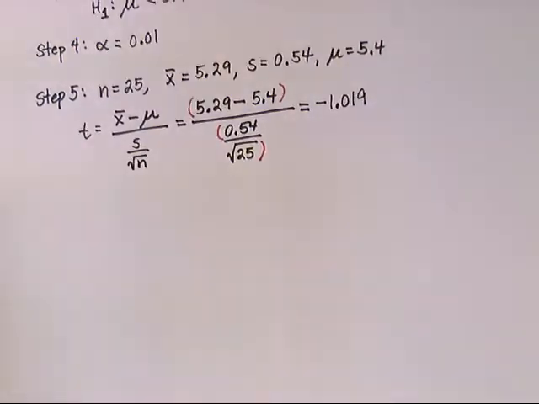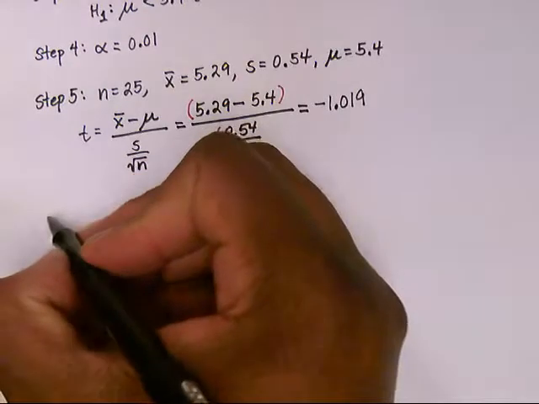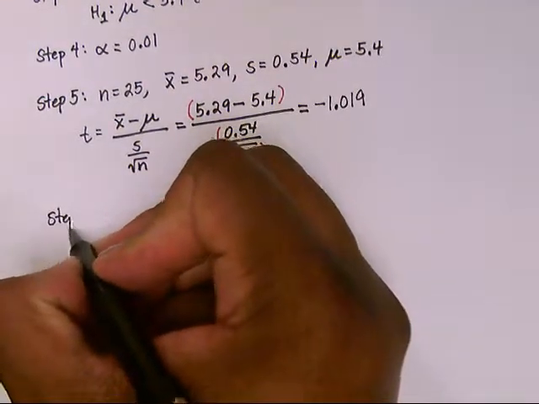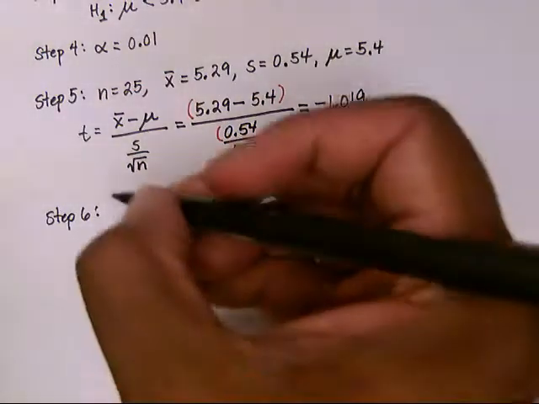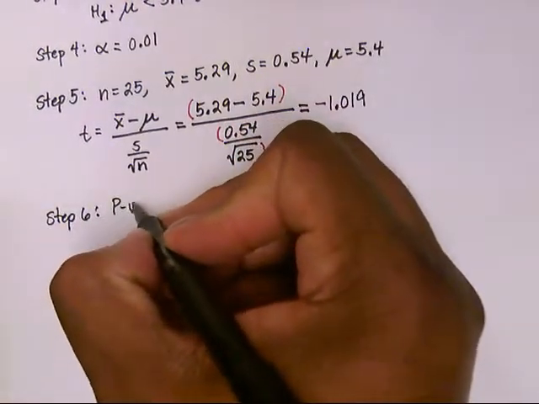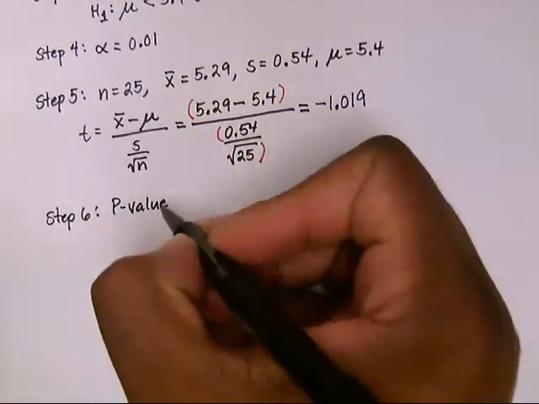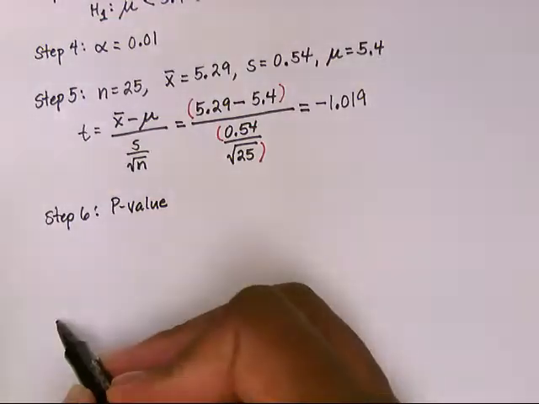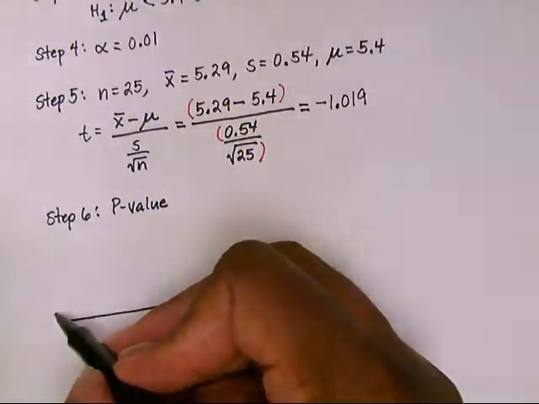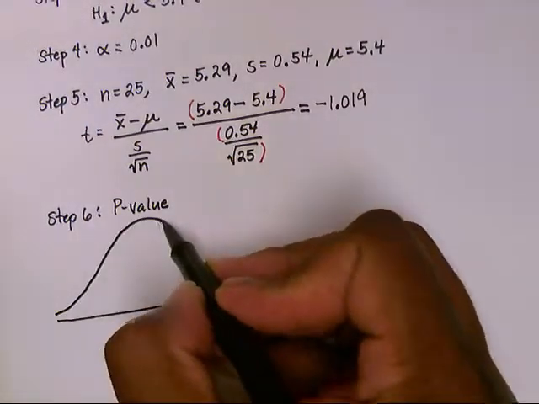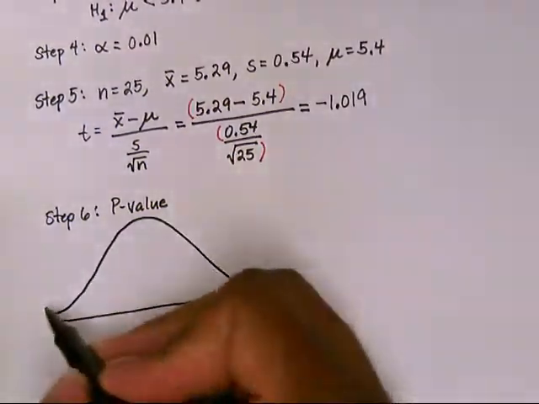Okay, now step number 6. In the problem you're told to use the p-value approach for this one. So here you're using the p-value method. You want to find what the p-value is. That's the probability of getting a test statistic that is as extreme as the one that we've gotten from our sample statistics.